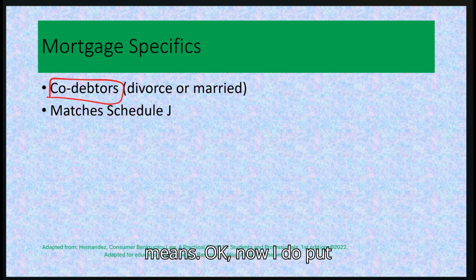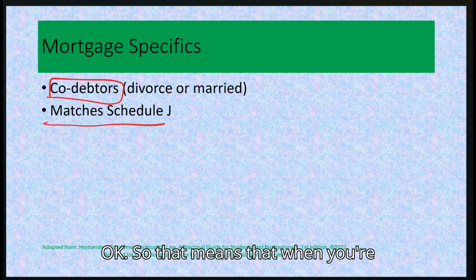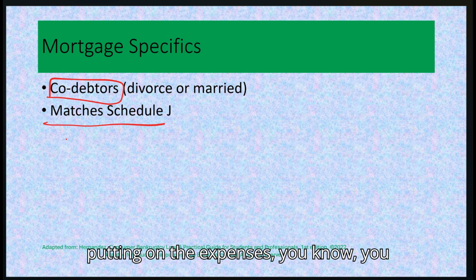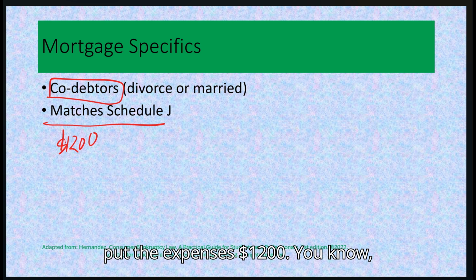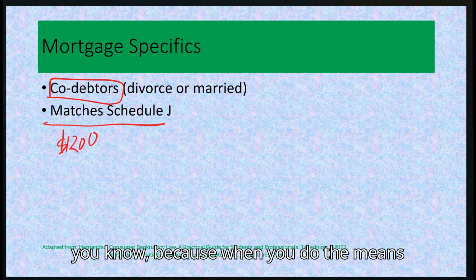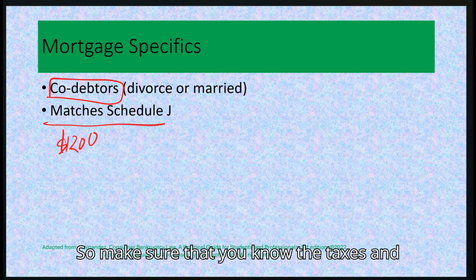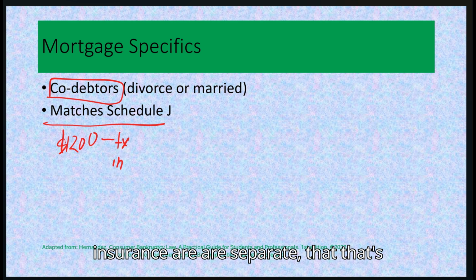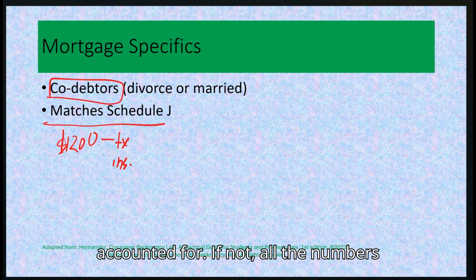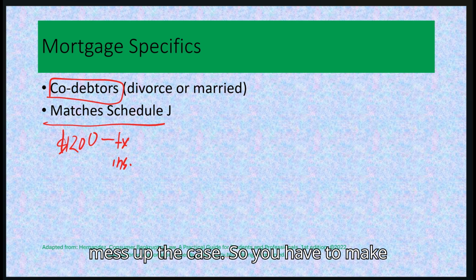Okay. Now, I do put here, make sure that there's a match, just like I said in the prior PowerPoint. Make sure everything matches. So that means that when you're putting on the expenses, you put the expenses $1,200. Make sure, is this escrowed? Because when you do the means test, you have to do separate calculations if the client doesn't pass. So make sure that the taxes and insurance are separate, that's accounted for. If not, all the numbers are going to be a mess. It's going to be a disaster, and it's going to mess up the case.